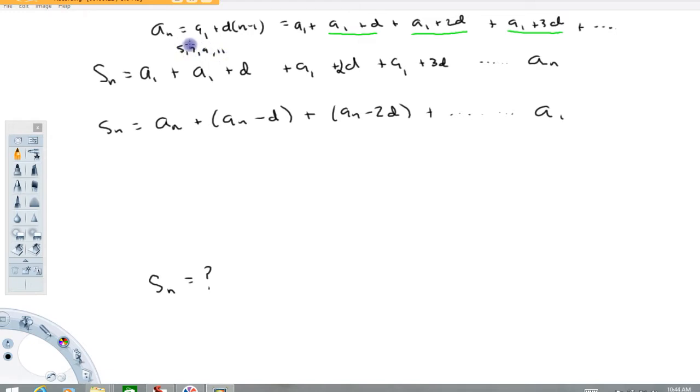Notice that to get from here to here, I got there by adding 2. Then here to here, adding 2. Here to here, adding 2. So arithmetic sequences have some common difference here that I call D.